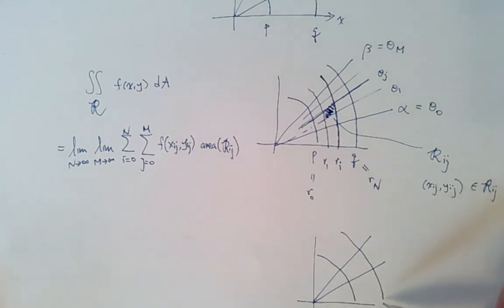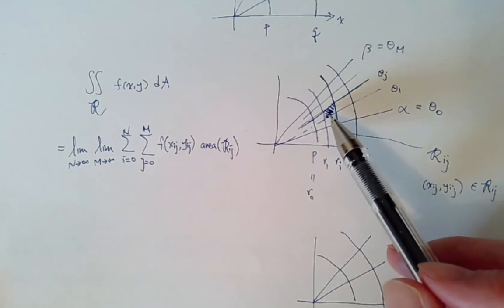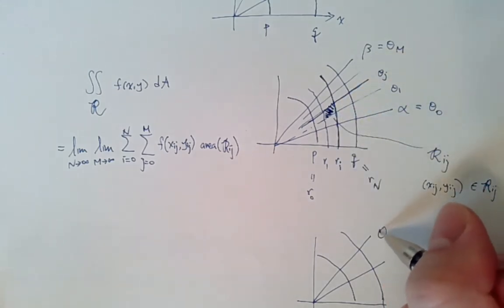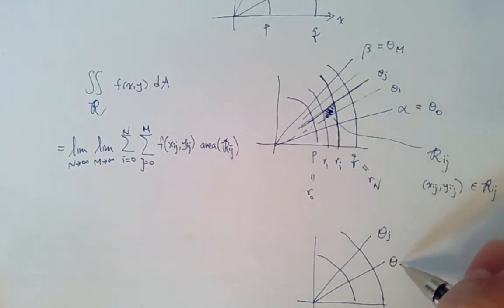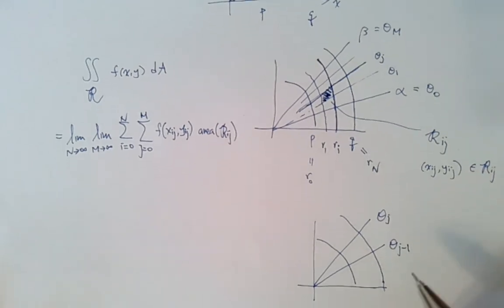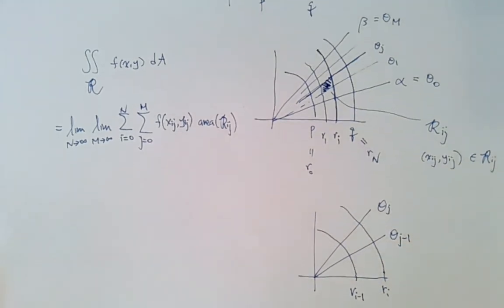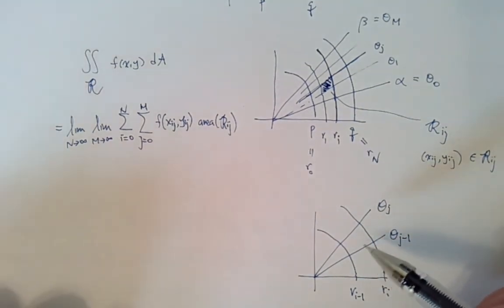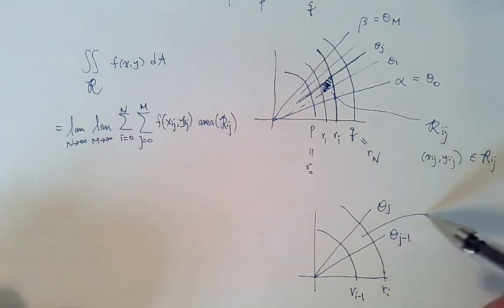So you've seen several pictures like this before now, but this one is a zoomed in version of that piece. Okay? So this is theta sub j here. This is theta sub j minus 1. This is r sub i. This is r sub i minus 1. I need the area for this piece. So this piece is r sub ij.